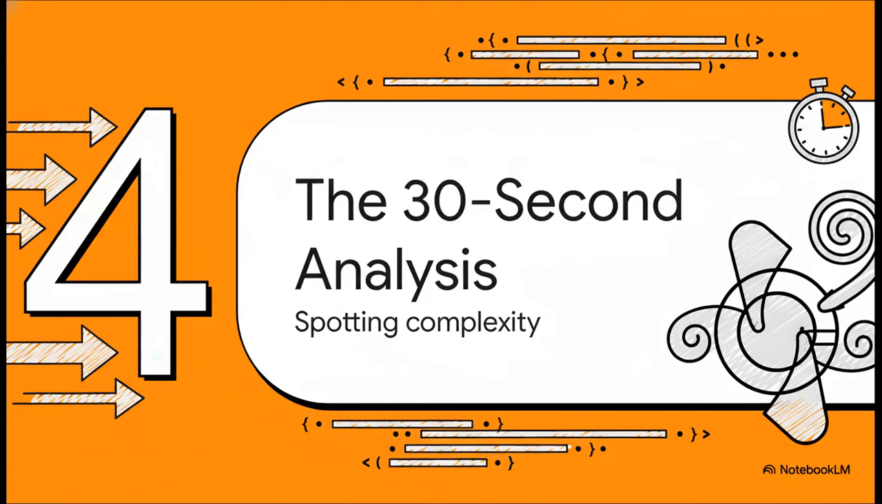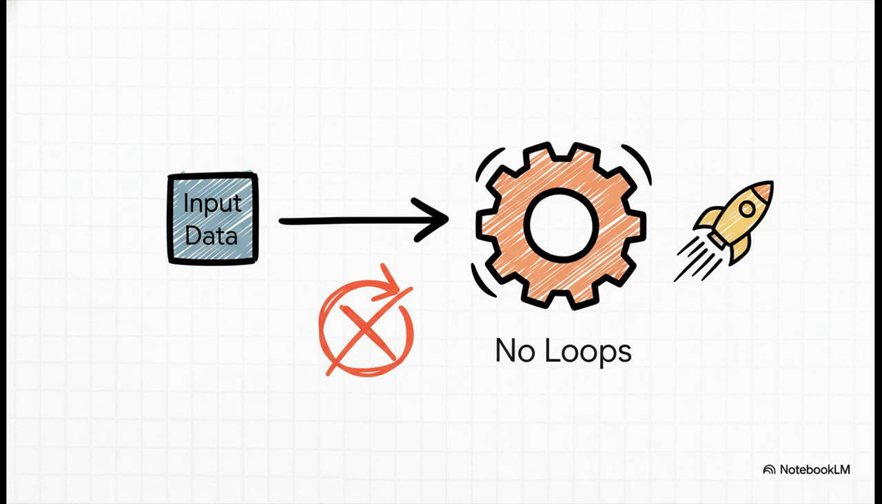Okay, enough theory, let's get to the practical payoff. Right now, we're going to learn how to spot these patterns just by glancing at a piece of code. This is your new superpower, the 30-second analysis. First up, the easiest one. You see a chunk of code, just a few lines, no loops at all. That means its speed has nothing to do with how much data you throw at it. That's constant time, O of 1, blazingly fast.